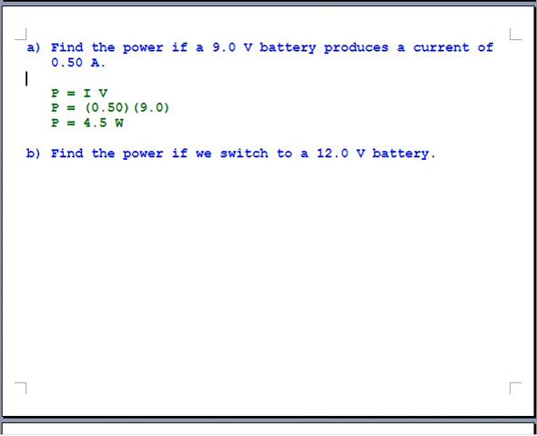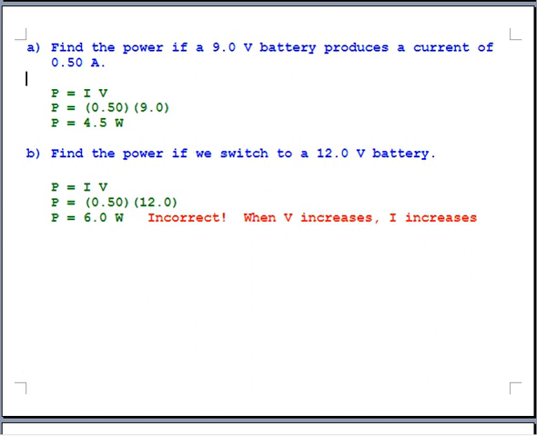Here's part B. Let's find the power if we switch up the battery. So we're going to yank out that 9-volt battery and we're going to plug a bigger one in there, a 12-volt battery. And you look and you go, okay, cool. 12-volt battery, 0.50 amps, P equals I times V, 6 watts. Done.